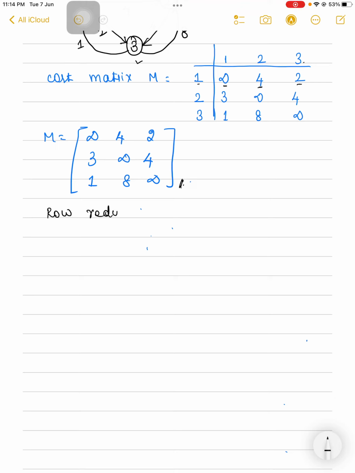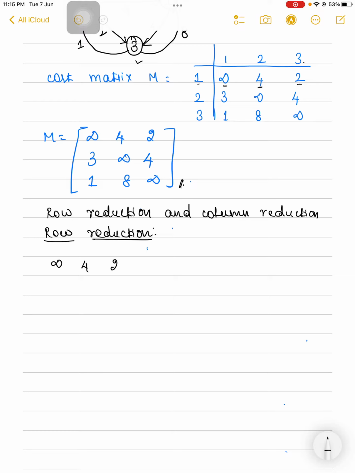The very first step is row reduction, and only then will we be able to perform the column reduction. So first we will do row reduction. For performing the row reduction, we are supposed to identify the row minimum from the entire row. From each and every row, we are supposed to identify the minimum value. So this is the matrix.